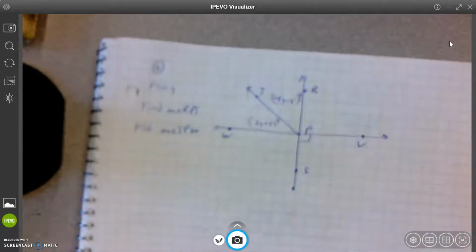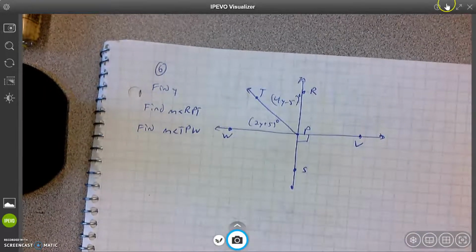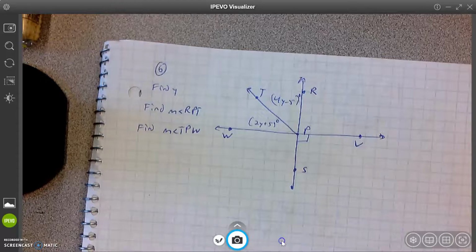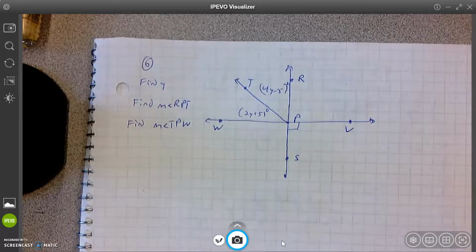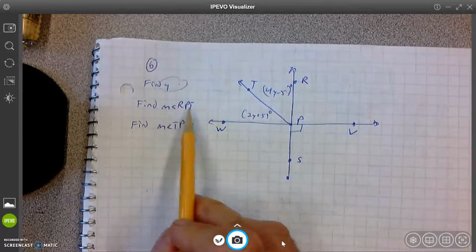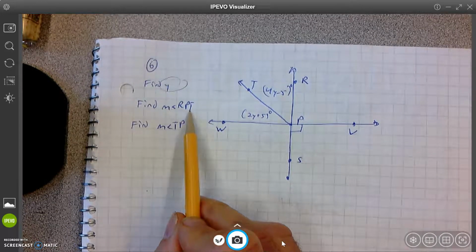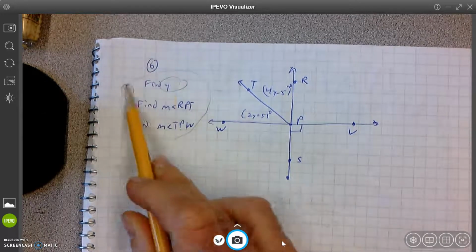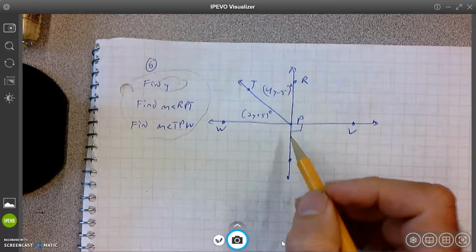We got one more. Why not? Here we go. Let's do number 6. So scroll down, number 6. This one right here. Pause the video and write it down. Okay, here you go. Here's my version of it. Find y, the measure of angle RPT and the measure of angle TPW. So I got to find 3 things. So I need 3 answers for this based upon this picture.